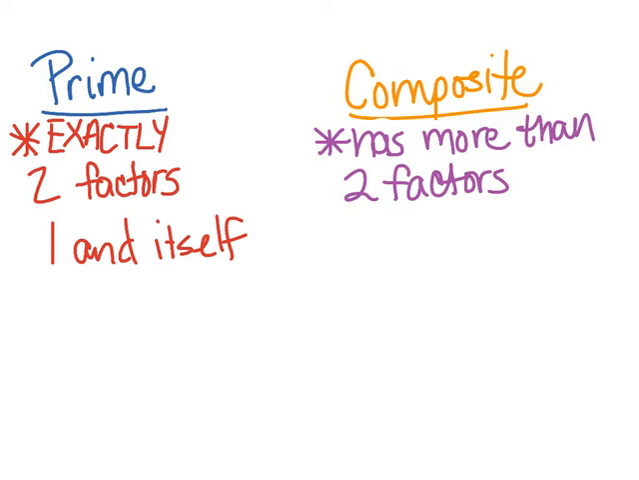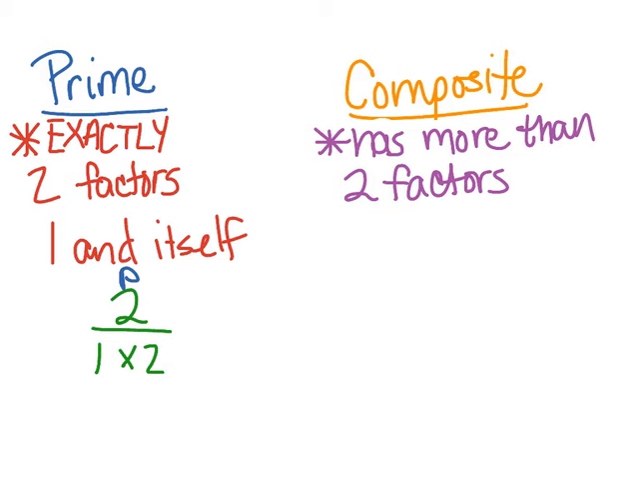So let's just talk about a few examples. The first number I want us to talk about is the number 2. What are the factors of 2? 1 times 2. So the only factors of 2 are 1 and 2. So there's exactly two factors. That makes this number a prime number.